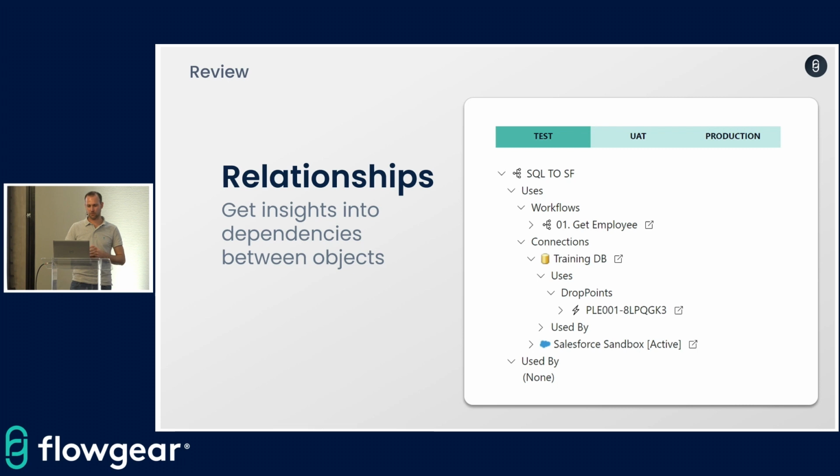So what we're seeing here is one workflow, that SQL to SF at the top is the workflow name. And we can see that it uses another workflow, so it calls a sub-workflow, in other words. And it also uses a specific connection that uses a specific drop point. And then if I were to go into that connection, I could drill the other way and see that reverse dependency. And again, this is data that's available in raw form for people who want to egress it.